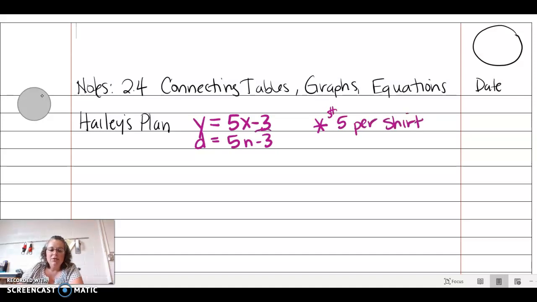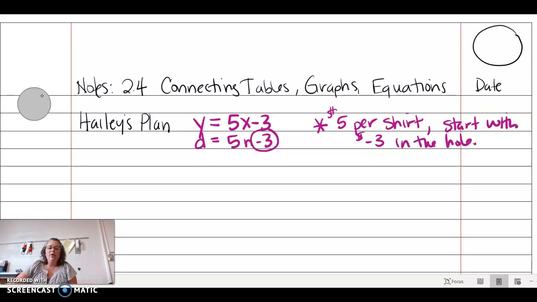But this whole minus 3 is a little tricky. That minus 3 is in the starting amount spot, so she's going to start with negative $3 in the hole. Which I guess if you're starting up your company, you're obviously going to have some startup costs, so maybe that $3, she's starting in the hole negative $3. But every time after that, she's getting $5 per shirt. So I'm thinking Haley's plan isn't too bad, but let's look at the table and see what happens.